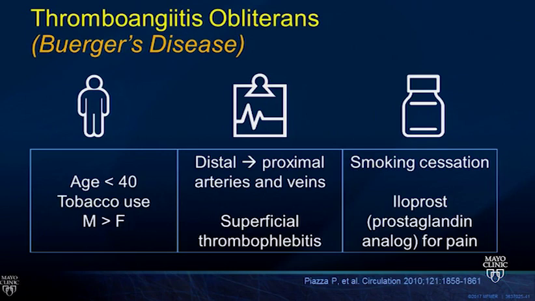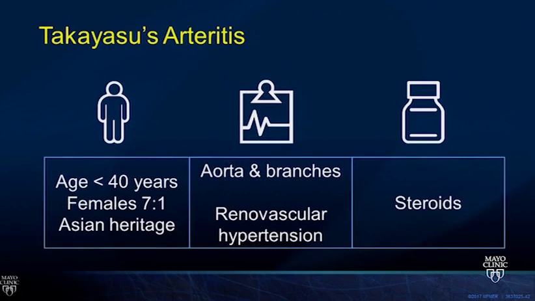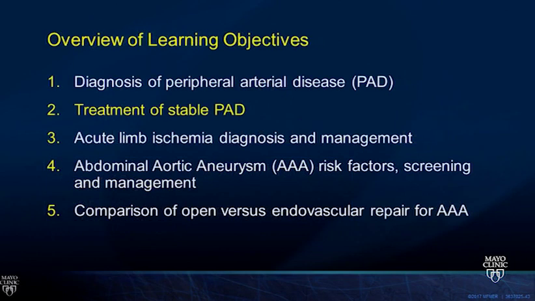helpful for pain. And then Takayasu's: again, young patients, less than 40, much more so female, typically of Asian heritage, and it affects the aorta and the branch vessels, much more so of the upper extremities, but it can affect the renal arteries and lead to renovascular hypertension, and the treatment is steroids.